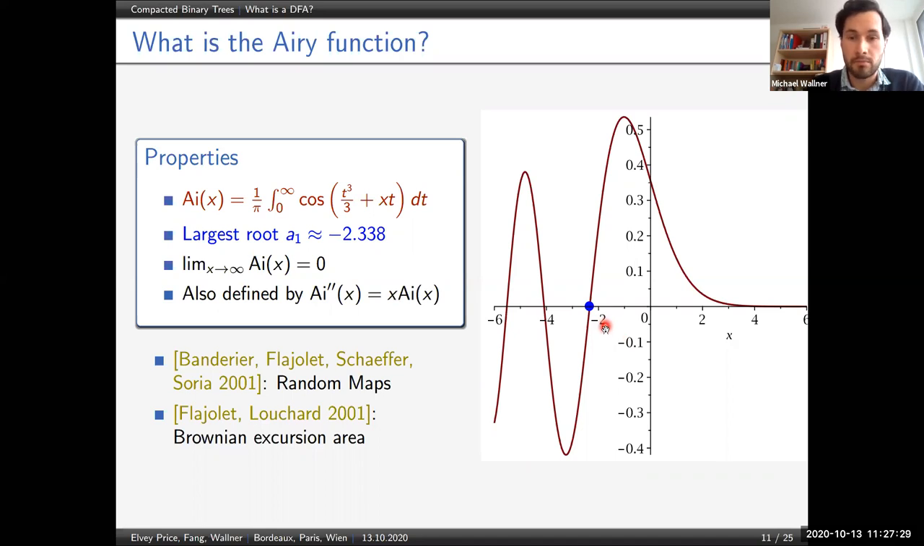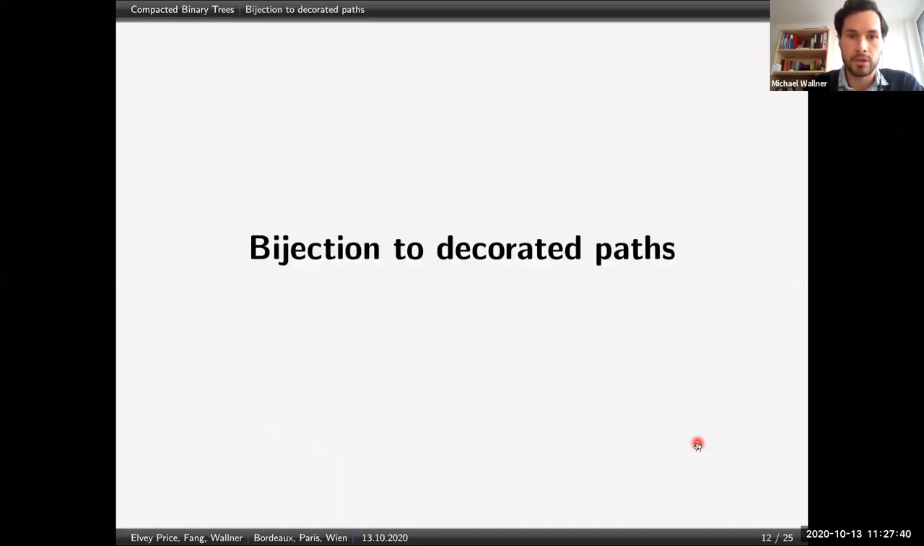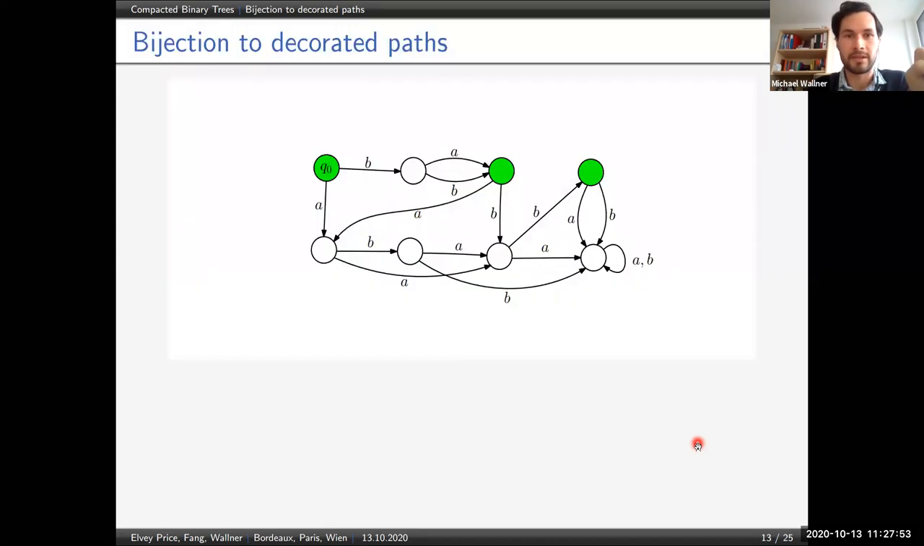So just a few side remarks: in combinatorial analysis it has appeared before, for example, in random maps or in the Brownian excursion area. That's just some side remarks. So let's start, do some combinatorics. And that's the bijection to the decorated paths that Antoine mentioned in the previous talk. Now it's very nice, I can make this now explicit.